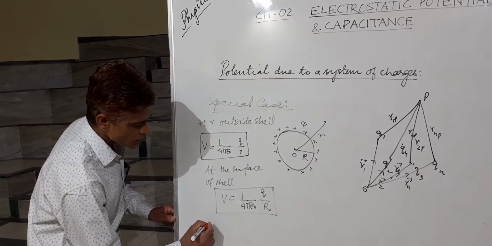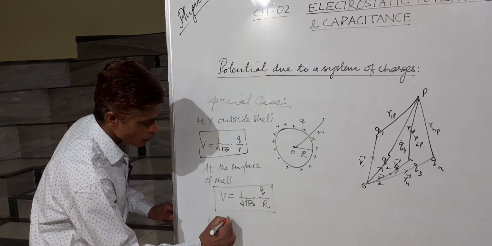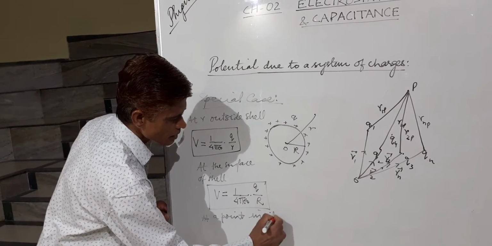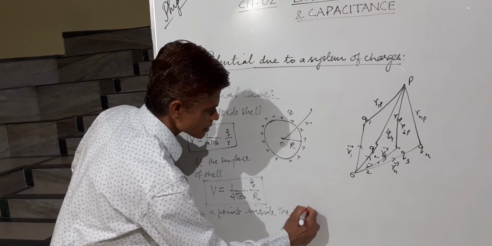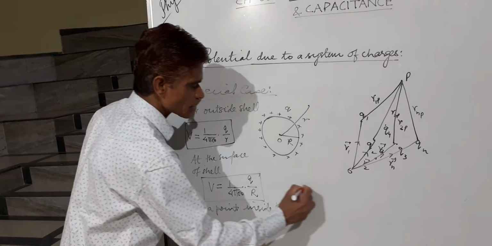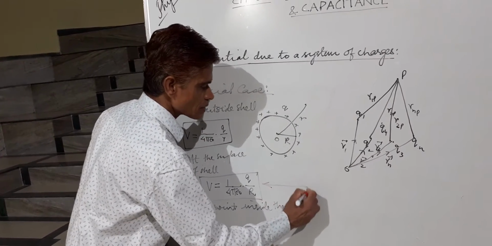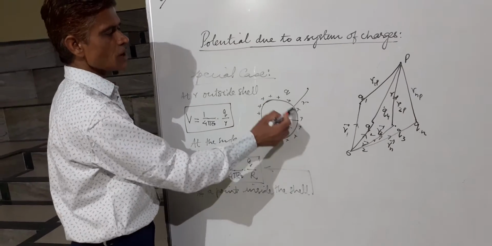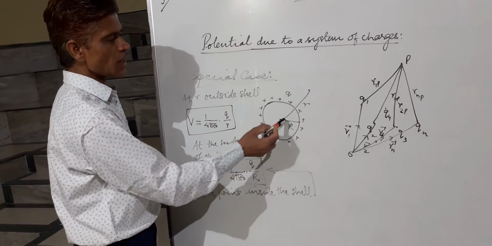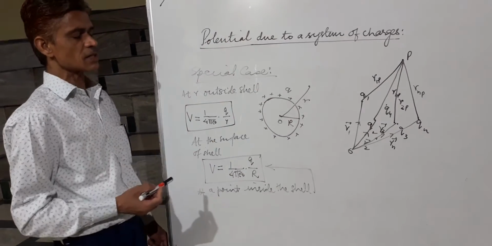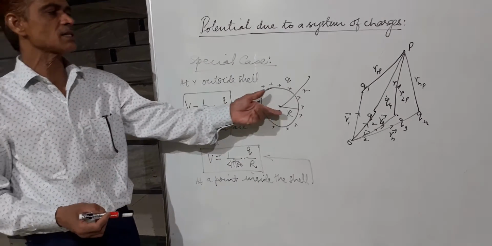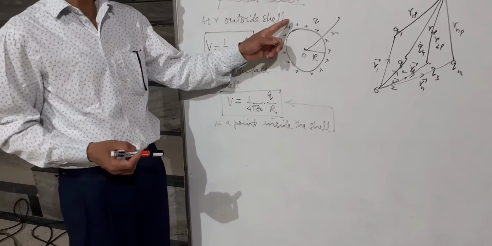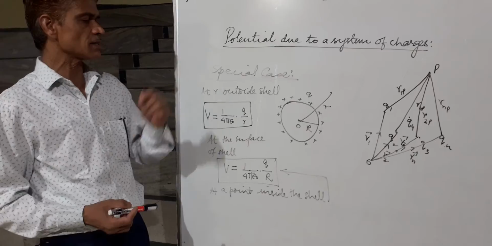Moreover, at a point inside the shell, also the electric potential will be the same. So this is the electric potential at the surface of the spherical shell as well as at any point inside the spherical shell. So we can say that the electric potential inside a shell is constant, whereas the electric potential at a point outside a shell is given by this formula.